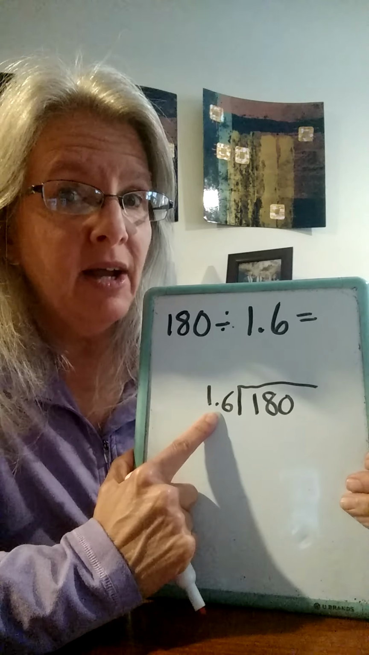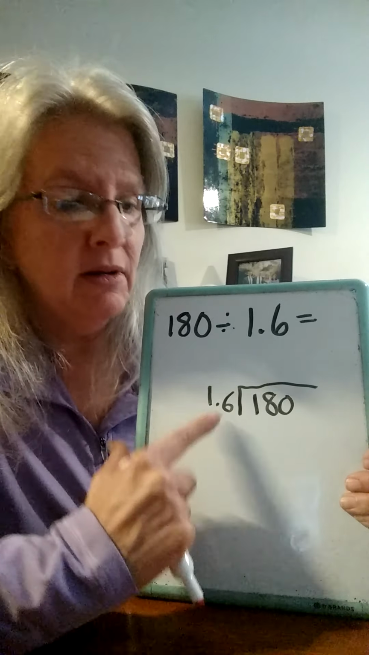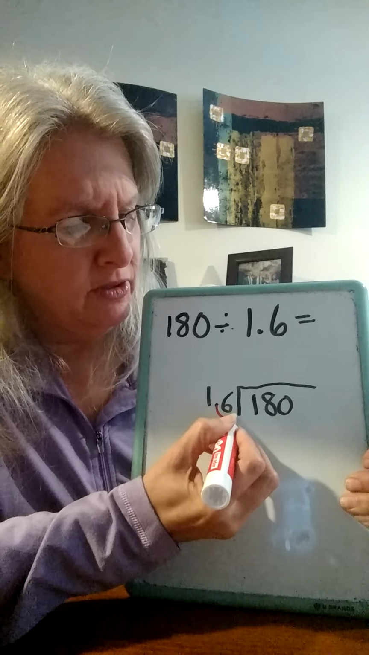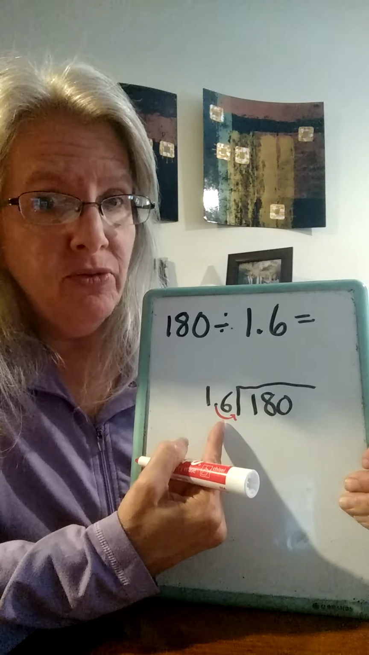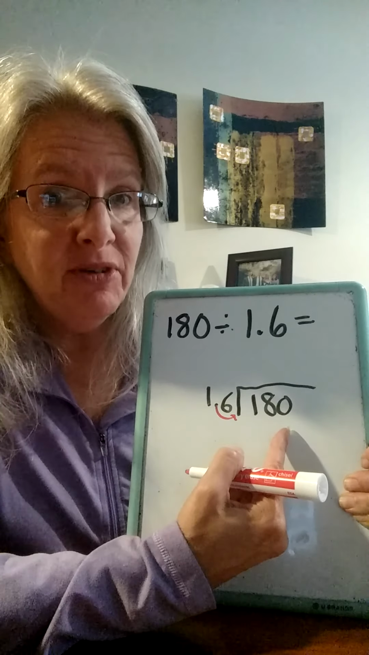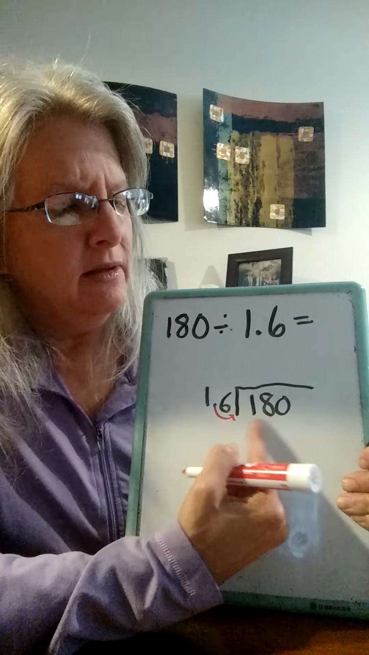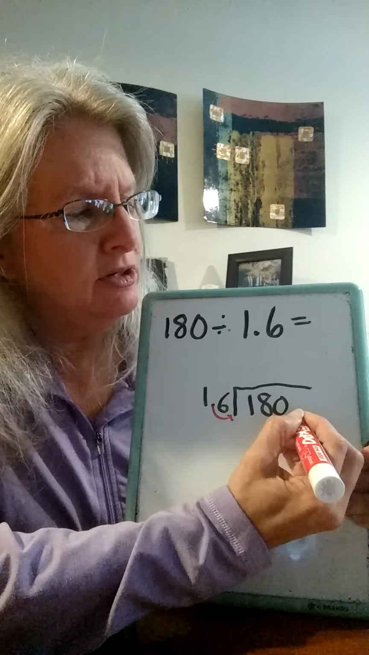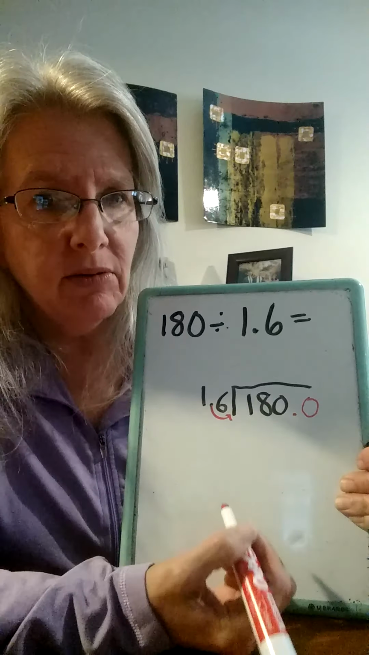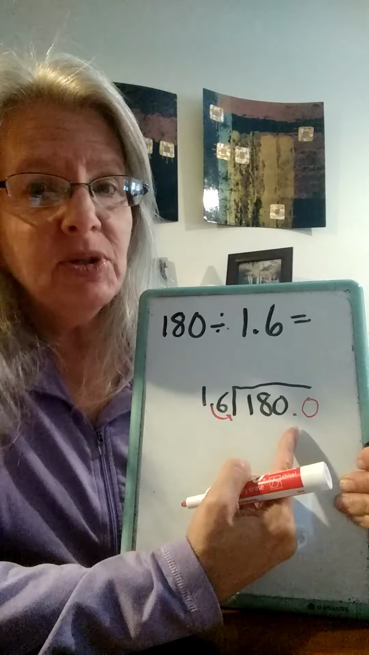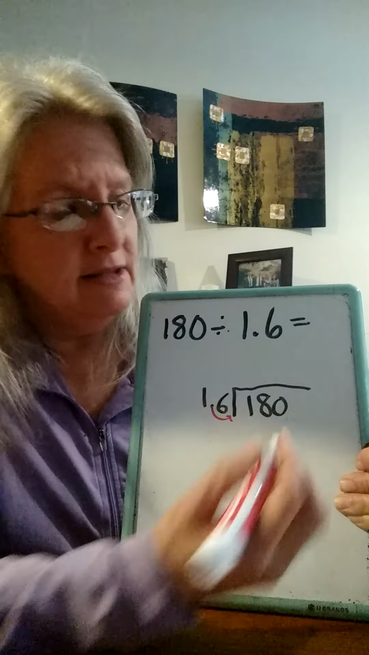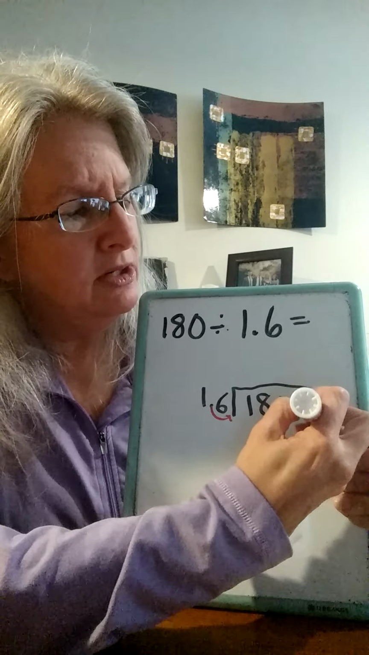We cannot start dividing yet. We have to get rid of it. We're going to multiply it by 10. We're going to move it one place over. If we move this decimal, we have to move it here. There is no decimal. Remember, 180 is the same thing as 180.0. So we can just pretend that decimal was there.